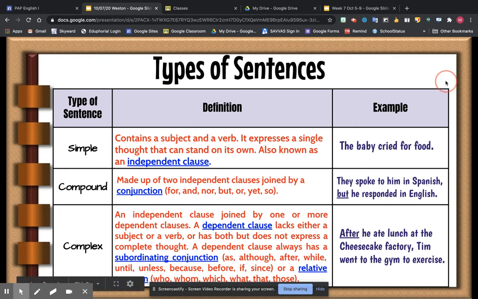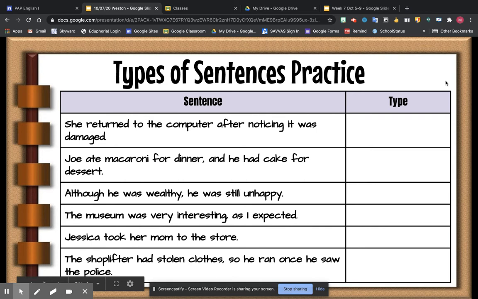All right, so that's just a little lesson here on types of sentences. Let's see how well you do here. She returned to the computer after noticing it was damaged. What type of sentence is this? What's our verb? Returned. Who or what returned? She. So I know I've got an independent clause, but notice here is a subordinating conjunction, after noticing it was damaged, and it comes at the end. So this type of sentence is complex.